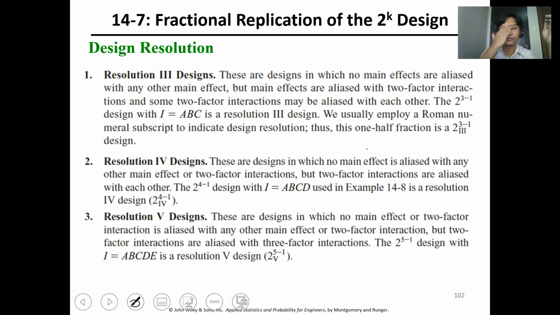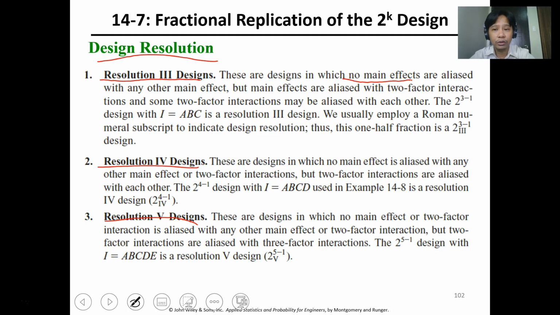Okay? At 2 levels for 2 factors. So, now, ano yung design resolution? So, design resolution, we have this 3, resolution 3, 4, and 5. For resolution 3, these are designs in which no main effect is aliased with other main effects. But main effects are aliased with 2-factor interactions and some 2-factor interactions may be aliased with others.